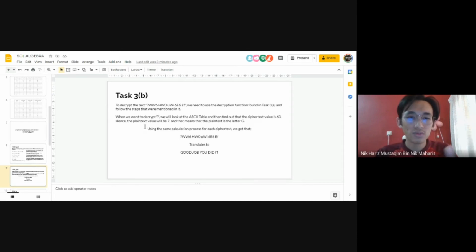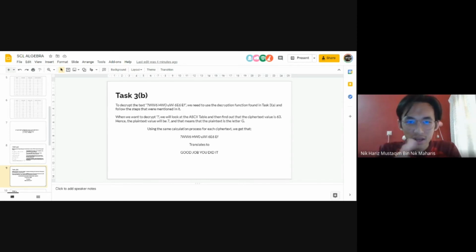For example, if you want to decrypt the question mark, we take a look at the ASCII table, and we find that the ciphertext value for the question mark is 63. Now we take that 63 and put it into the decryption function, a equals (Sn minus 42) over 3, which gives us the plain text value 7. If we go back to the ASCII table, we see that the plain text value 7 corresponds to the letter G. We just follow this process over and over again for each letter.